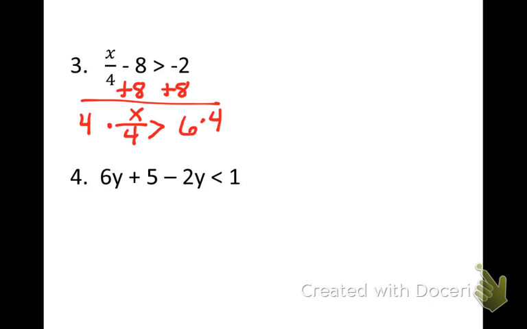Show it on each side like this. These cancel, and you get x is greater than 24. We did not do anything with the negative there, so we didn't have to worry about that.